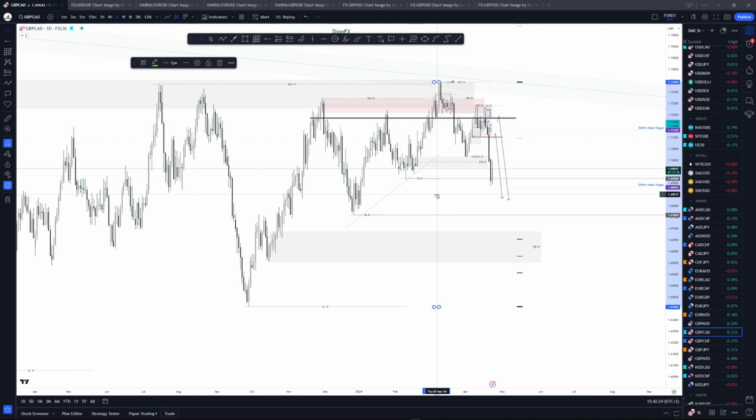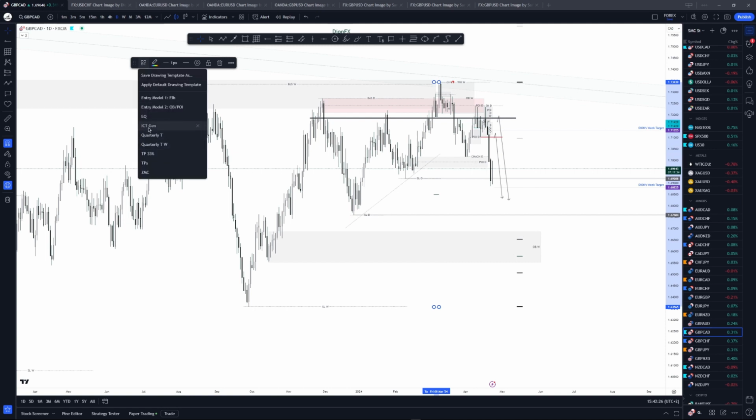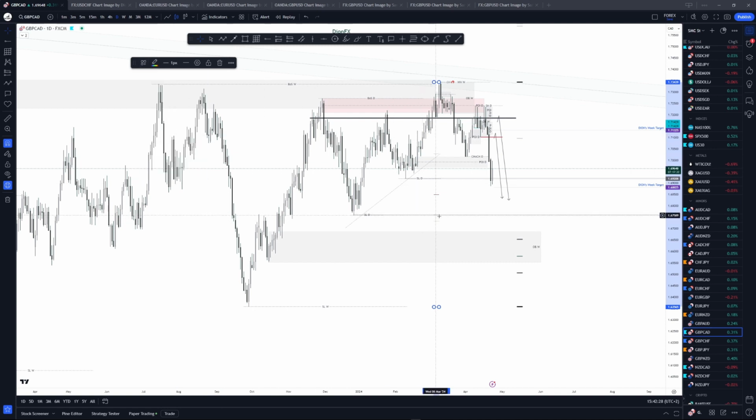We have the 50% right here, and you have the 61.8 around this level where you're targeting. So if price comes here, look to sell the market to target the 50% and the 61.8 level and the 59% level. Keep an eye on this pair.